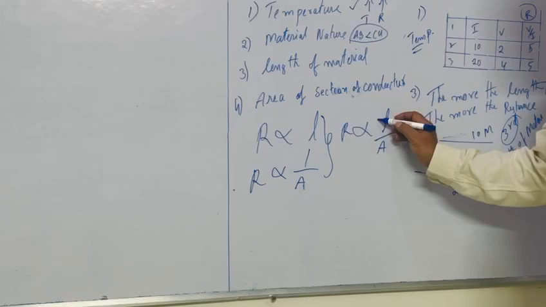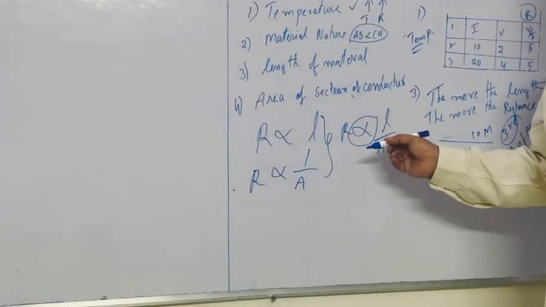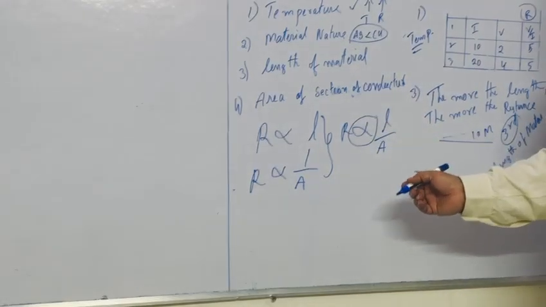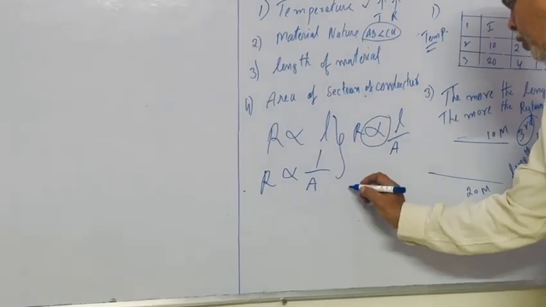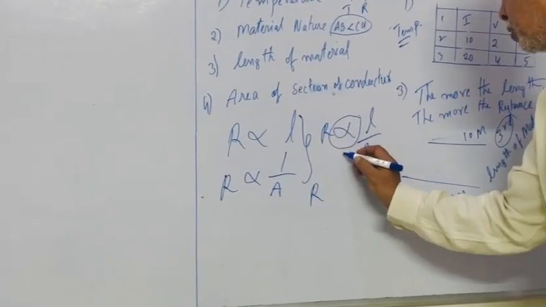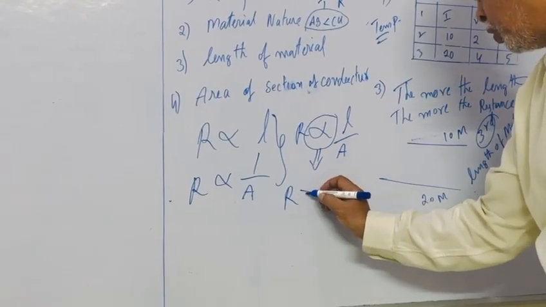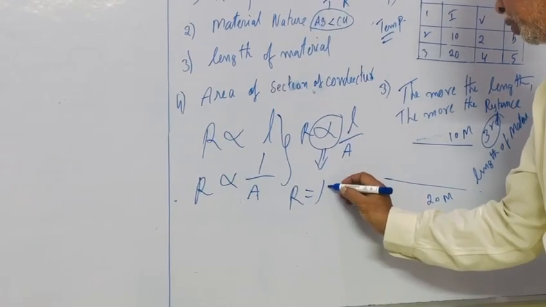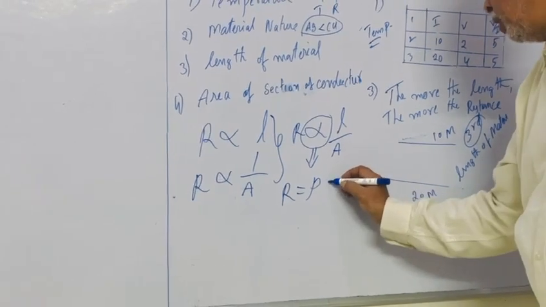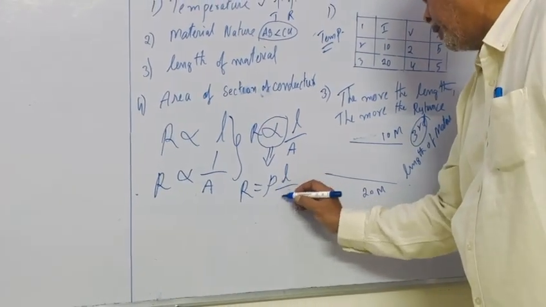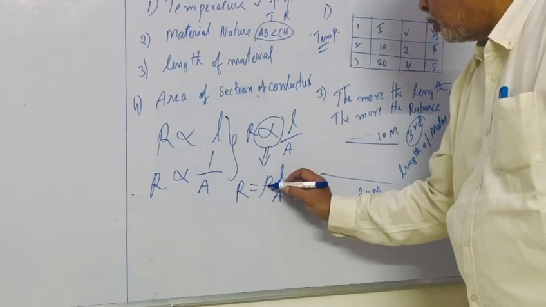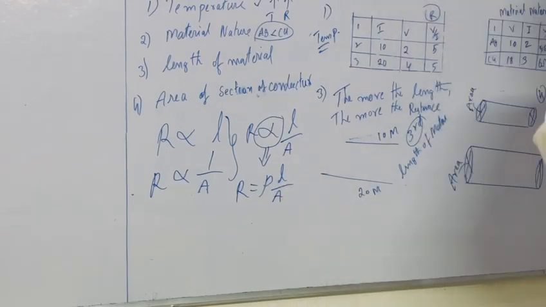Here we will have to, this is the proportion. If you remove this proportional constant, you will have to put a proportional constant, that is rho. Then that is L by A. This is the proportional constant. Right or no?